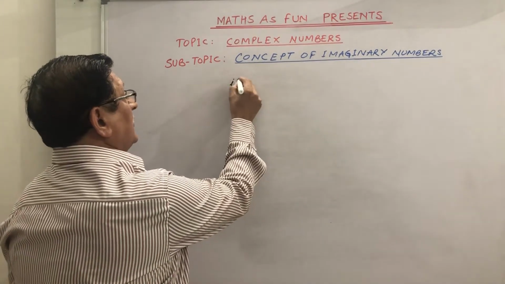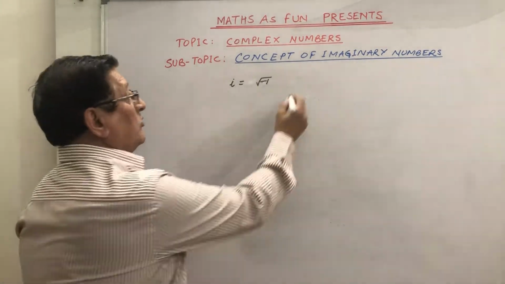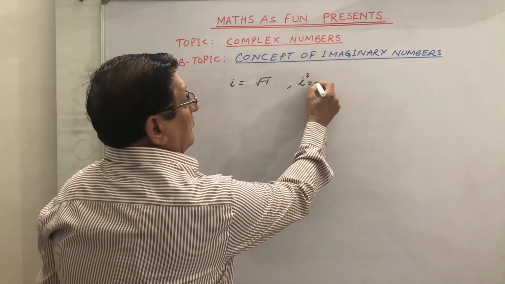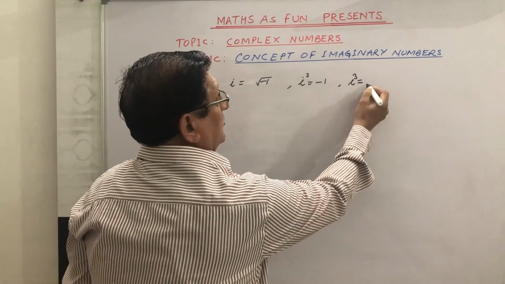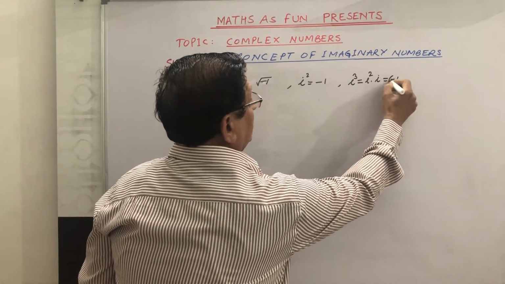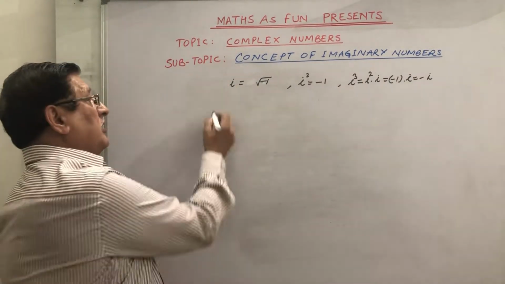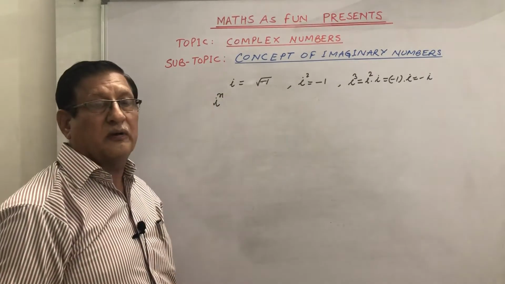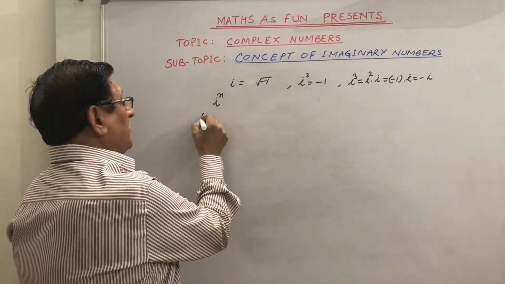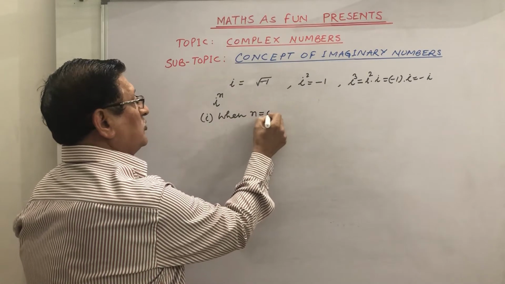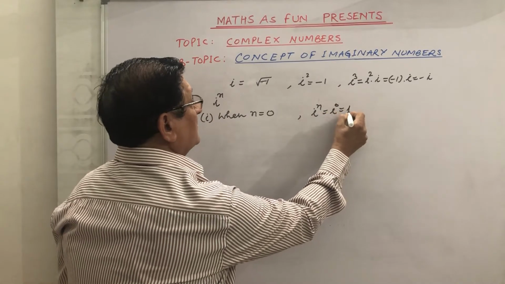See, as I told you, iota is equal to root of minus 1. Iota square is equal to minus 1. Similarly, iota cube will be equal to iota square into iota, that can be written as minus 1 into iota, that is minus iota, and so on. It means, in case we want to find the value of iota to the power n, we can have 3 different cases. Number 1, when n is equal to 0. When n is 0, iota to the power n will be iota to the power 0, and that will be equal to 1.